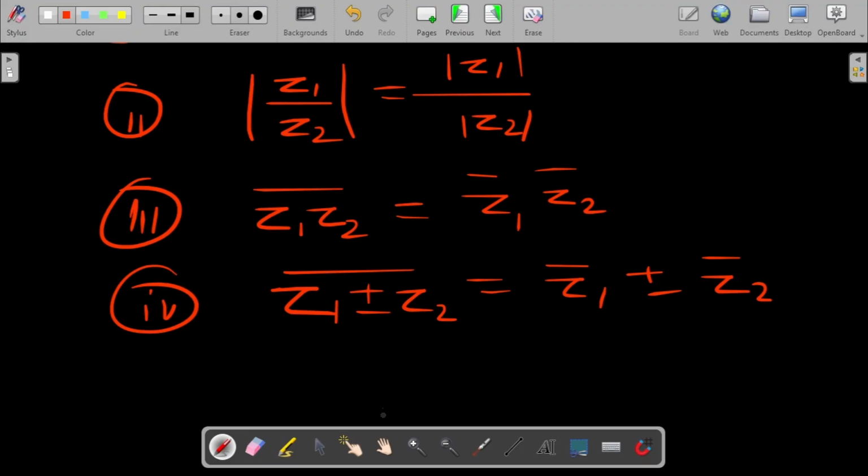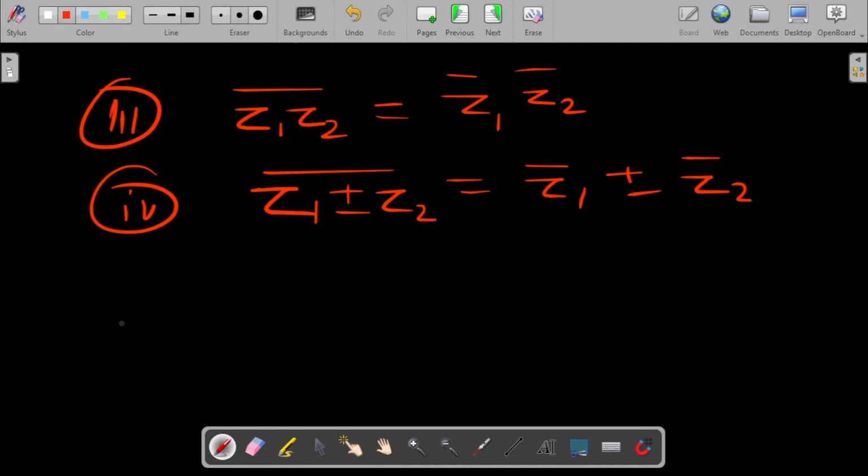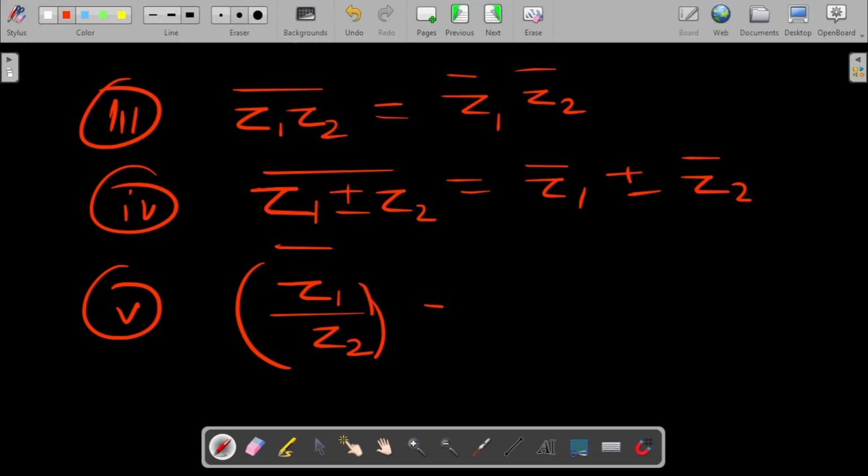And the fifth result is, if we take z1 divided by z2 and the conjugate of this, it is equal to the conjugate of z1 divided by the conjugate of z2.